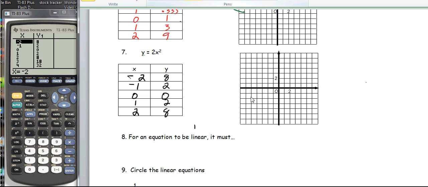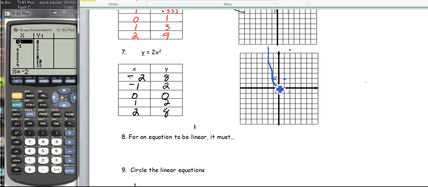And then I can plot those. So I'm at negative 2, 1, 2, 3, 4, 5, 6, 7, 8. It would be right about there. Negative 1 would be 2. 0, 0. Then it would be 1, 2. And 2, 8. There we go.